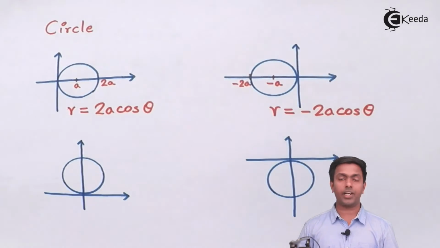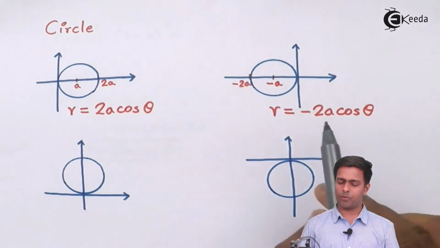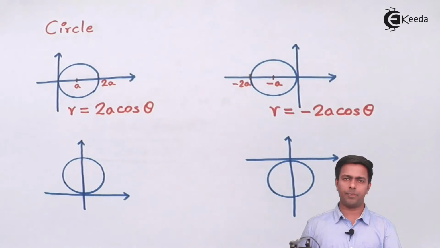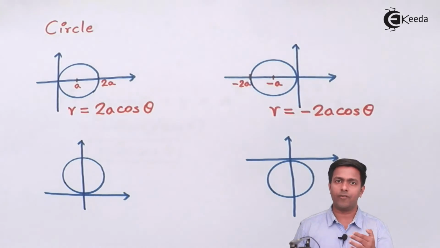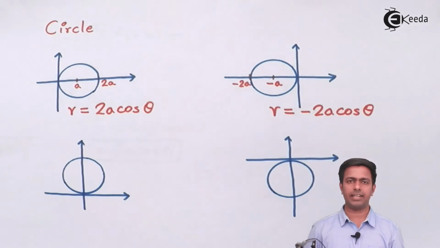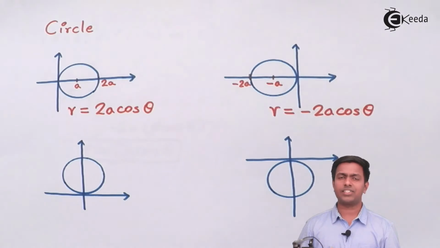So r equal to negative 2a cos theta means it's a circle with center at negative a comma 0 and radius equal to a. Whenever you get this type of question in the exam, to draw that circle, just take the constant part, here negative 2a, divide that by 2, and you will get negative a. So your center is at negative a comma 0 and the radius is equal to a. Because the radius can't be negative, you have to remember that the radius will be positive a.